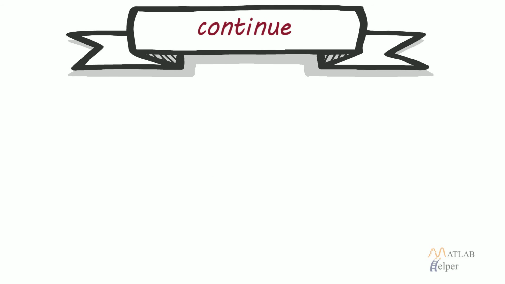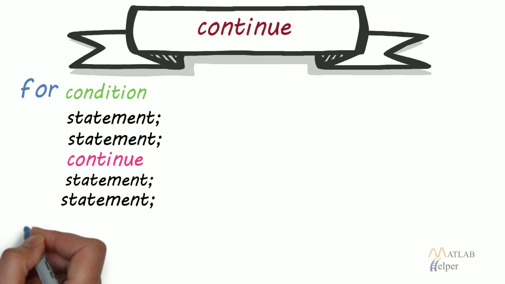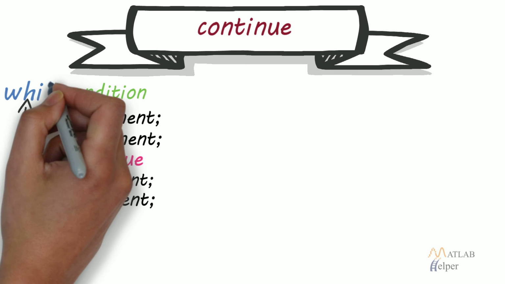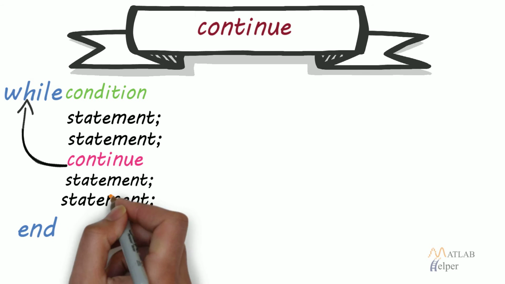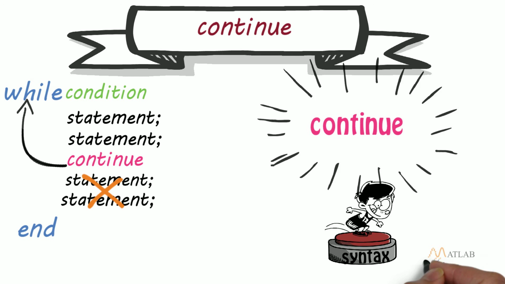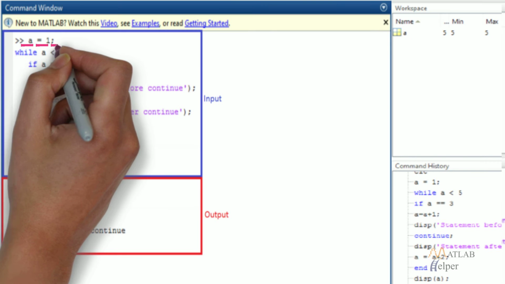Continue. The continue statement is used for passing control to the next iteration of for or while loop. It forces the next iteration to take place without executing the code in between. Syntax is continue. Example: the value of A is 1.